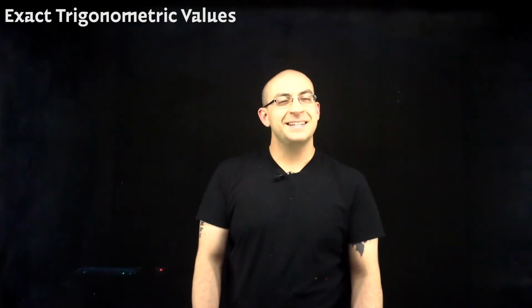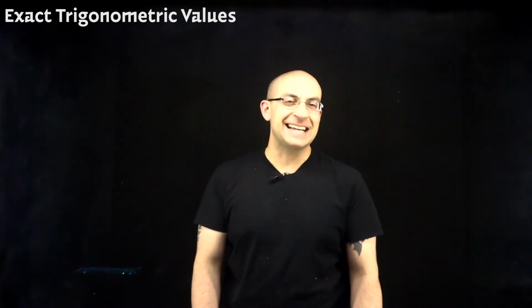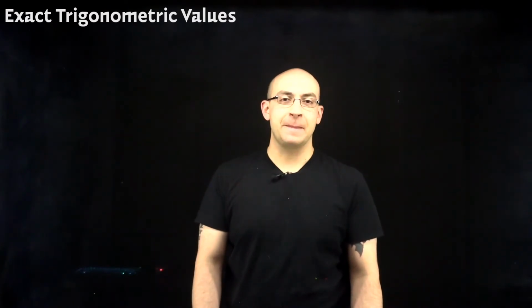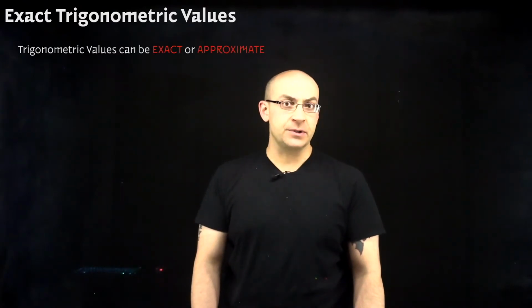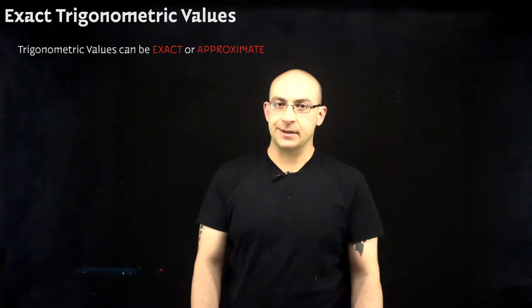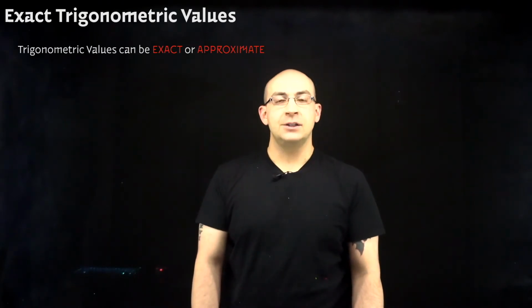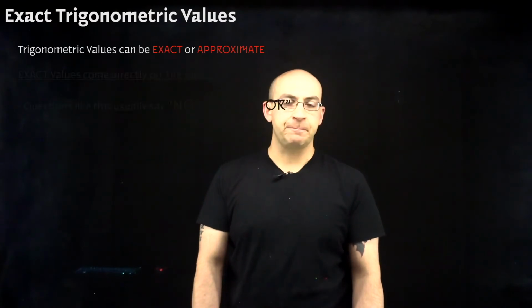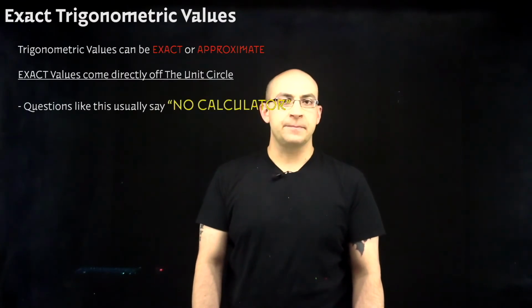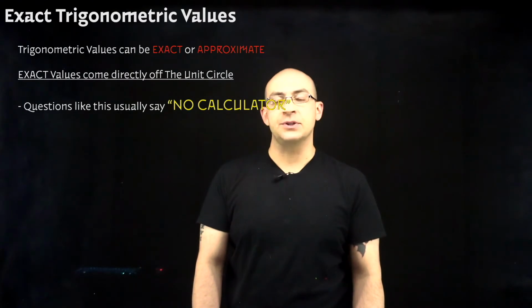Hey everyone, today I want to talk about exact trigonometric values. It should say approximate there too, but exact is really where I want to go with this video. So when we talk about trig values, think the unit circle, think radians, think degrees, all that jazz. Trigonometric values can be either exact or approximate. Exact values come directly off the unit circle.